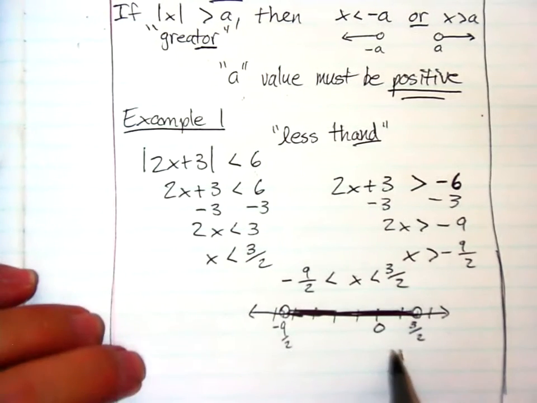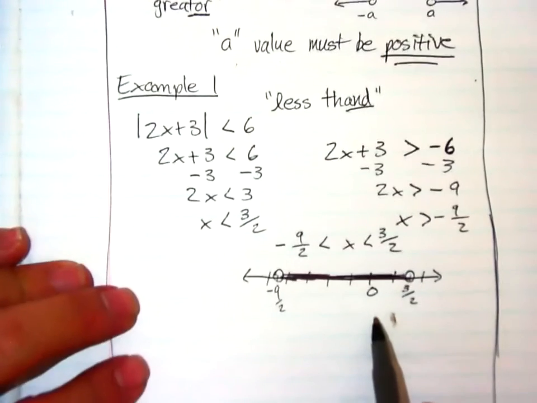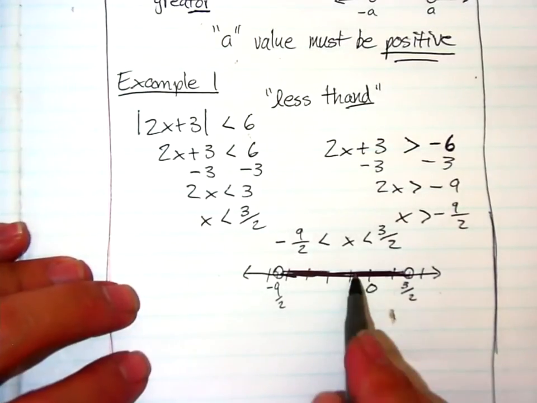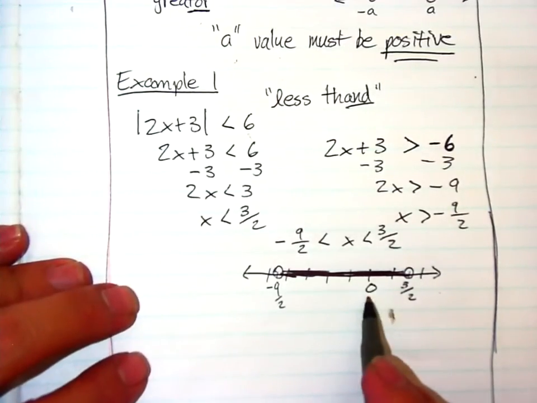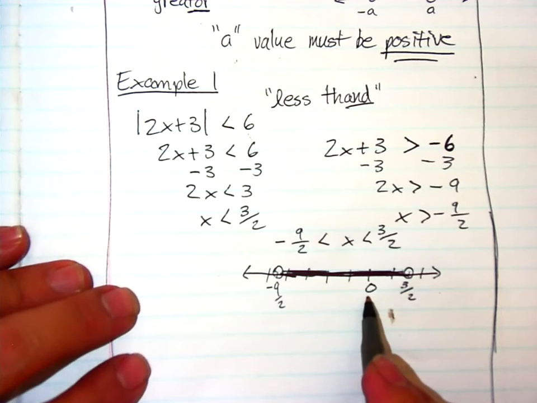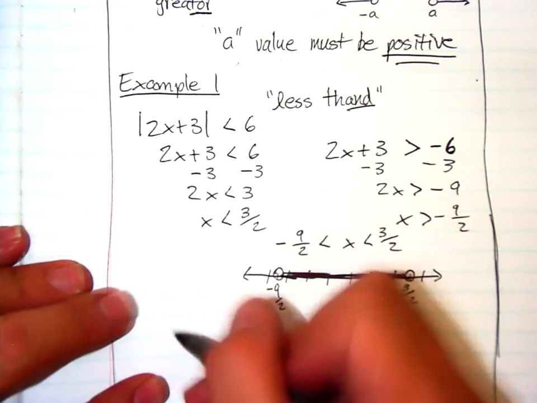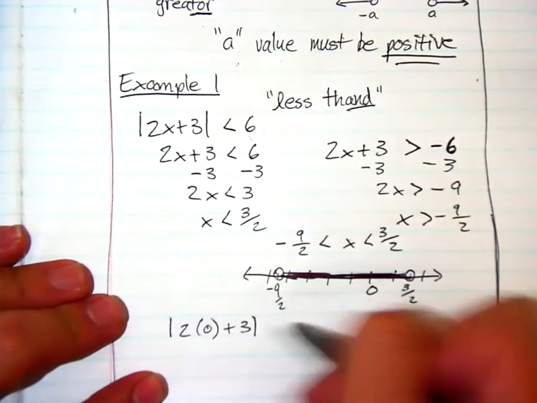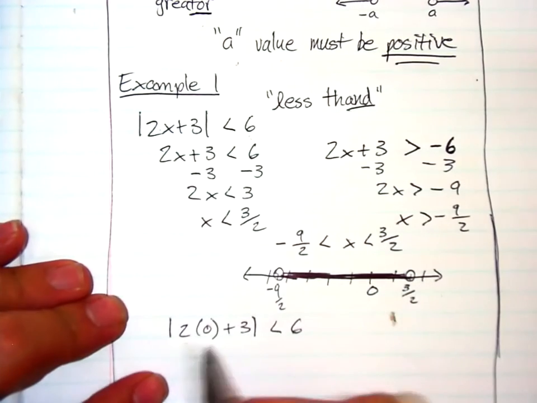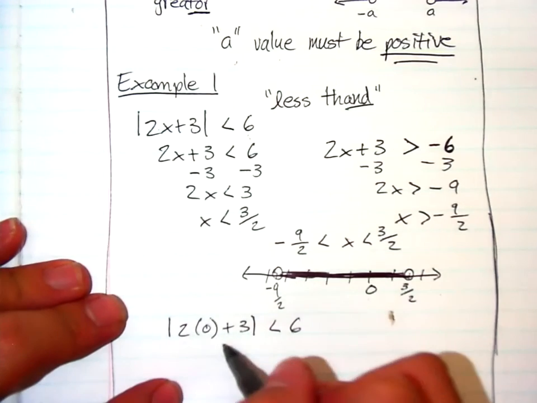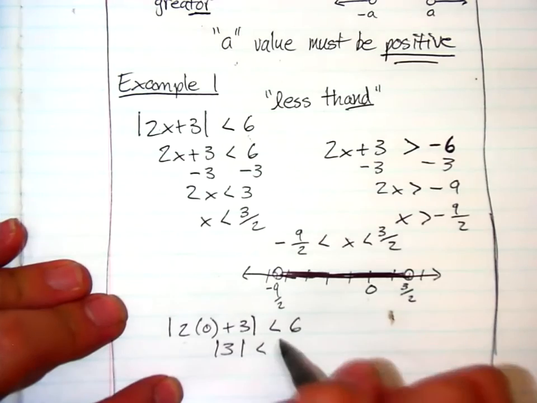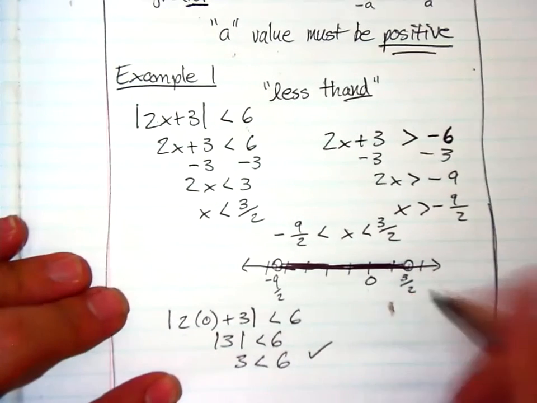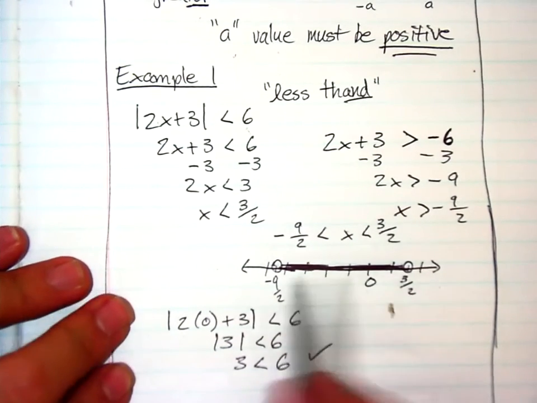The other thing that you might want to use in order to check your answer is, just as always, you can plug in one of your possible answer choices. So, for example, 0 would be a good one to plug into this problem. If I were to check it, 2 times 0 plus 3 less than 6. 2 times 0, 0. 0 plus 3, 3. Absolute value of 3. 3 is definitely less than 6. So this works out. This answer set is definitely correct.